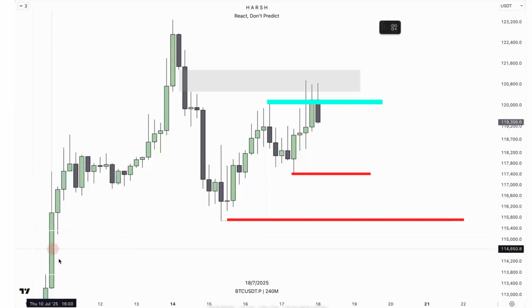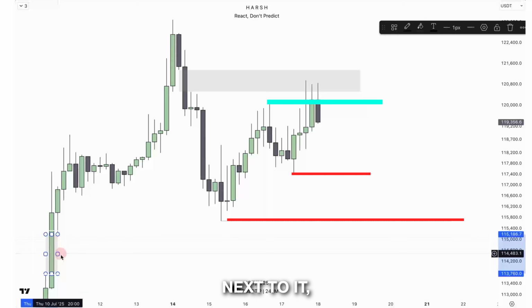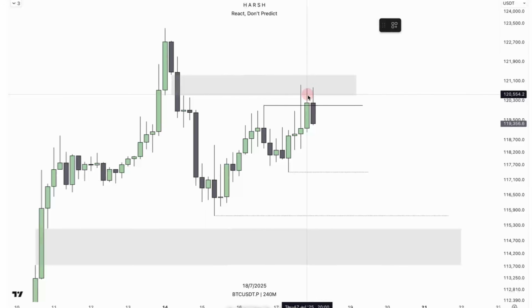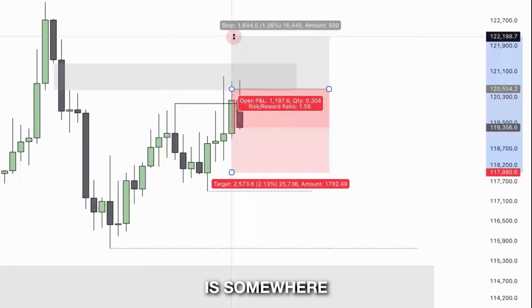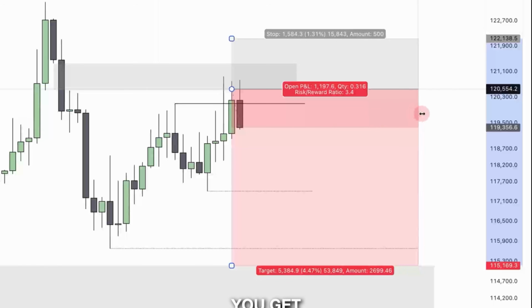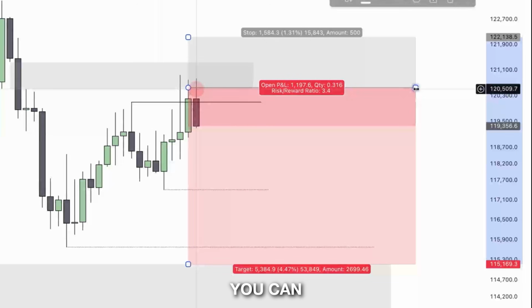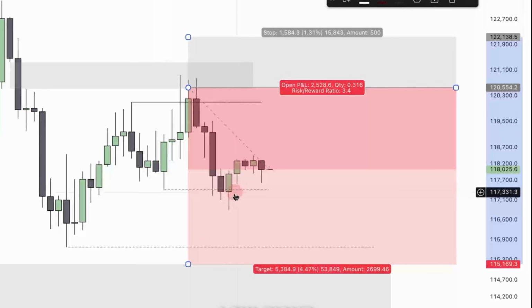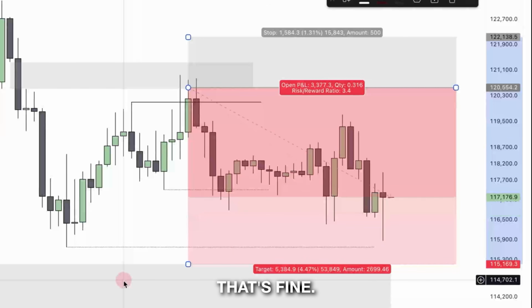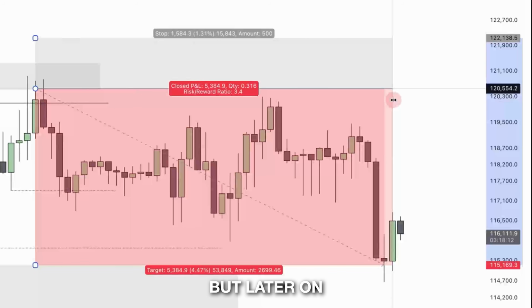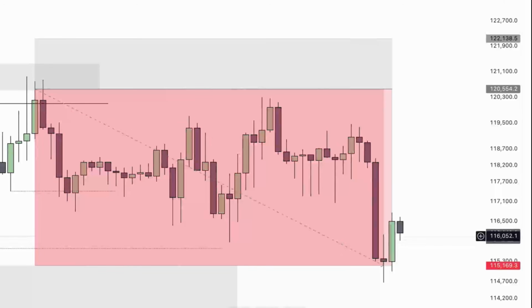If you look here, we also have a POI sitting next to it, which is a fair value gap. So if you took a short trade from here, with maybe the stop loss somewhere up here, you can be looking for shorts down to this low whenever you get the opportunity. Now we will see how it looks. Here you can see we took out the first low, and then we started chopping a little bit. That's fine, it just kept chopping, but later on we hit the final draw on liquidity.